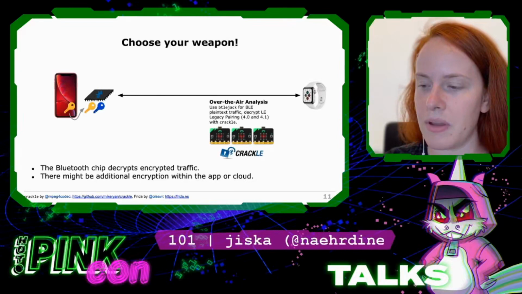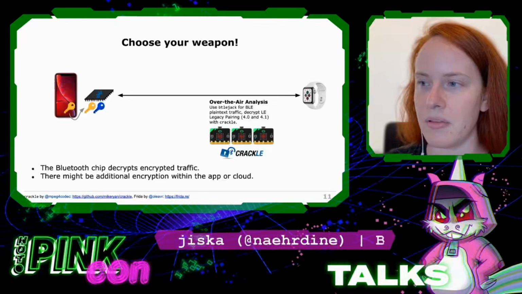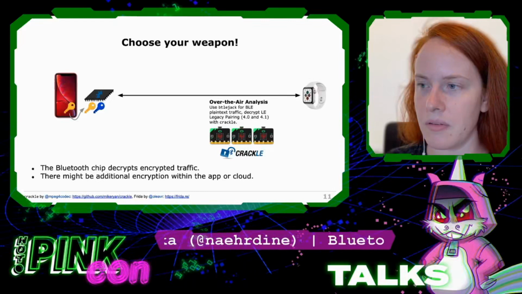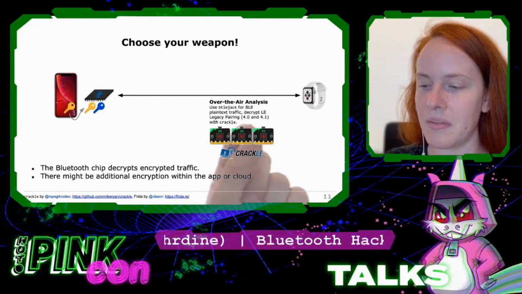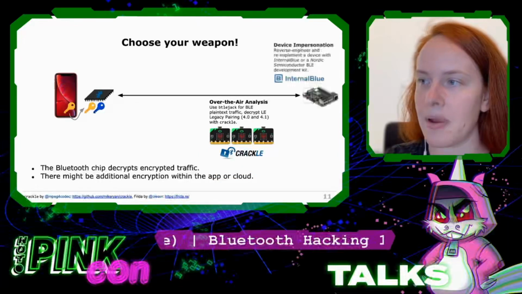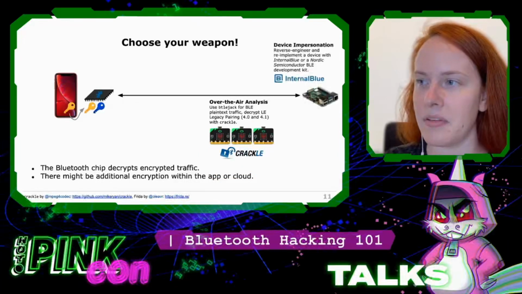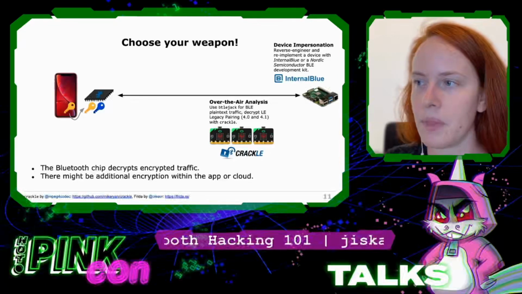So if you have Bluetooth LE, there's BTLEJack. Sadly, Ubertooth is not that well maintained and does not really work for classic Bluetooth. So you would go for BTLEJack. And if you're lucky, there might also be an old LE legacy pairing, and you can work with Crackle to break the encryption. The next part is that you could impersonate a device. This is something you could do with InternalBlue or also the micro:bits or other Nordic Semiconductor devices, if you understand everything about the protocol.